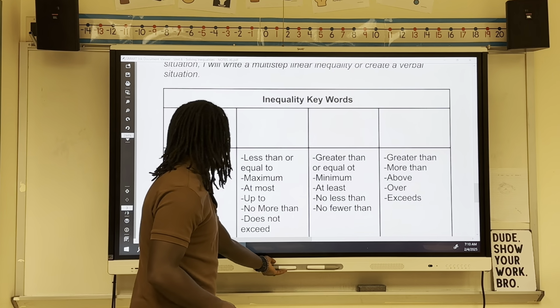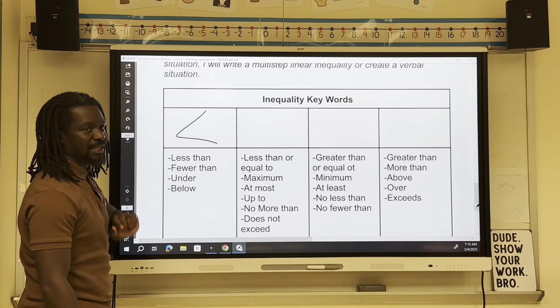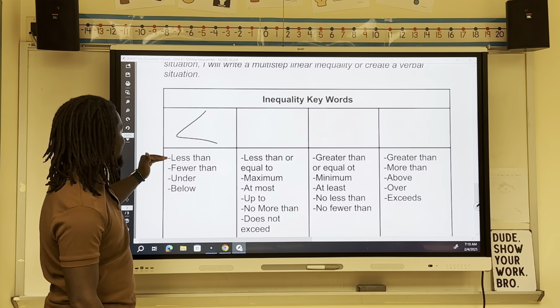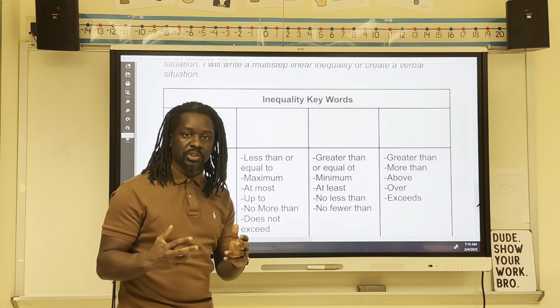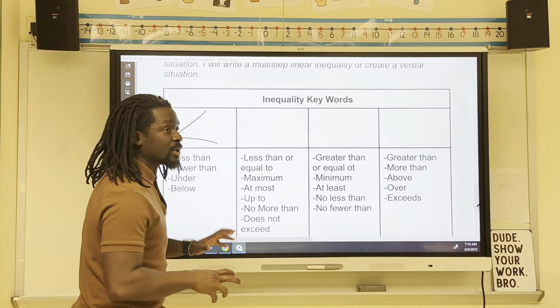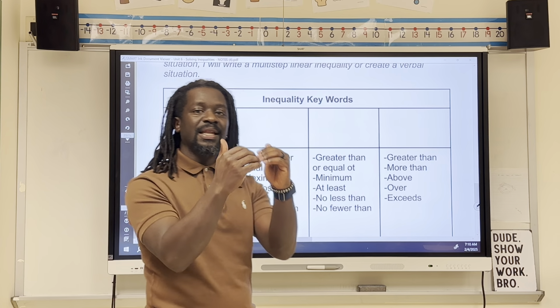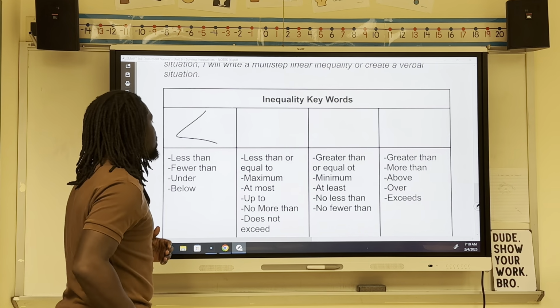All right, and so we have less than. That's the less than symbol. Some key words for less than are less than, fewer than, under, and below. In all of those situations, whatever you are referring to has to be lower, has to be less than, has to be under a particular number.